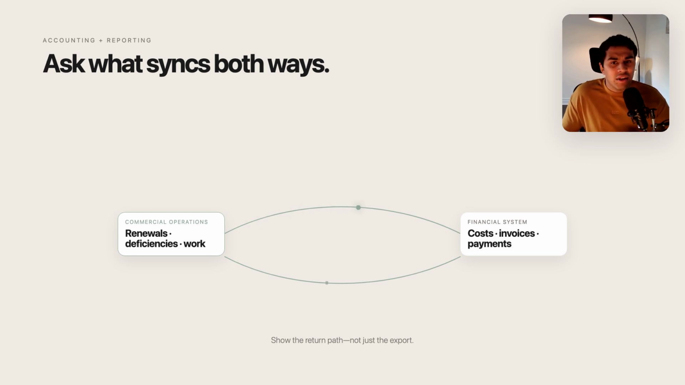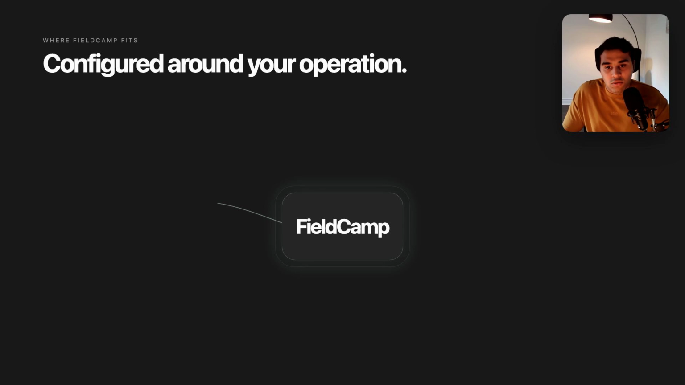And fifth, accounting, reporting, and integrations. The system should show renewals, deficiencies, quoted work, cost, invoices, and payments. If you use QuickBooks, Sage Intacct, Microsoft Dynamics, or another financial system, ask the vendor to show exactly what syncs in both directions. So where does FieldCamp fit into all of this?